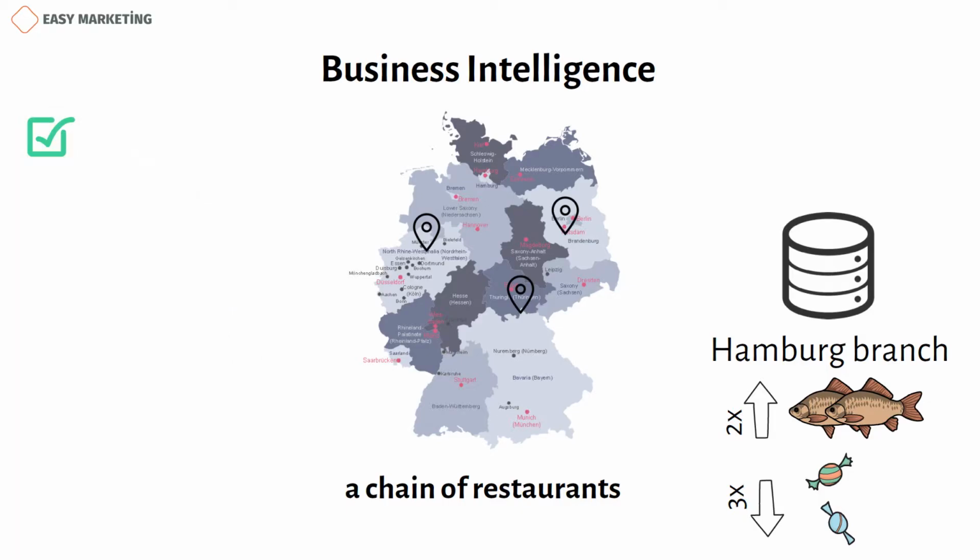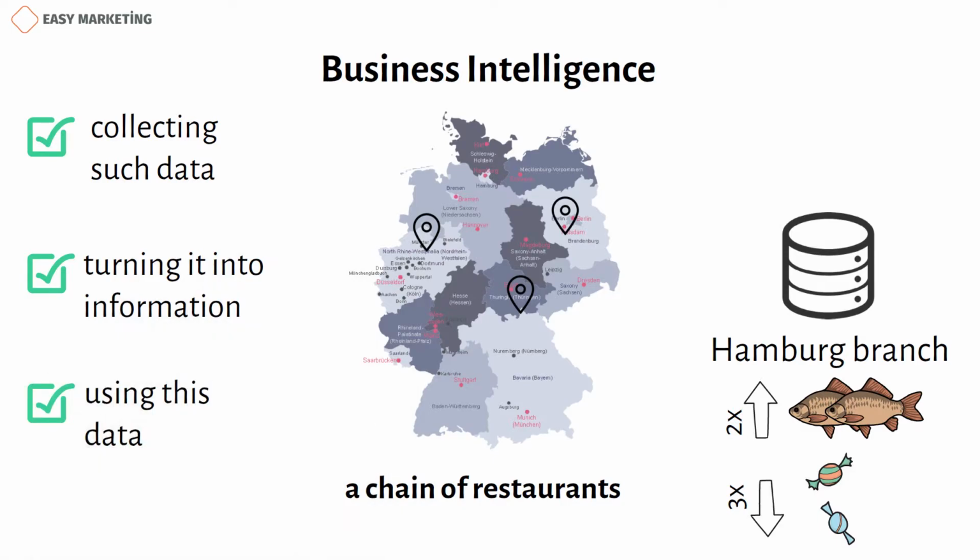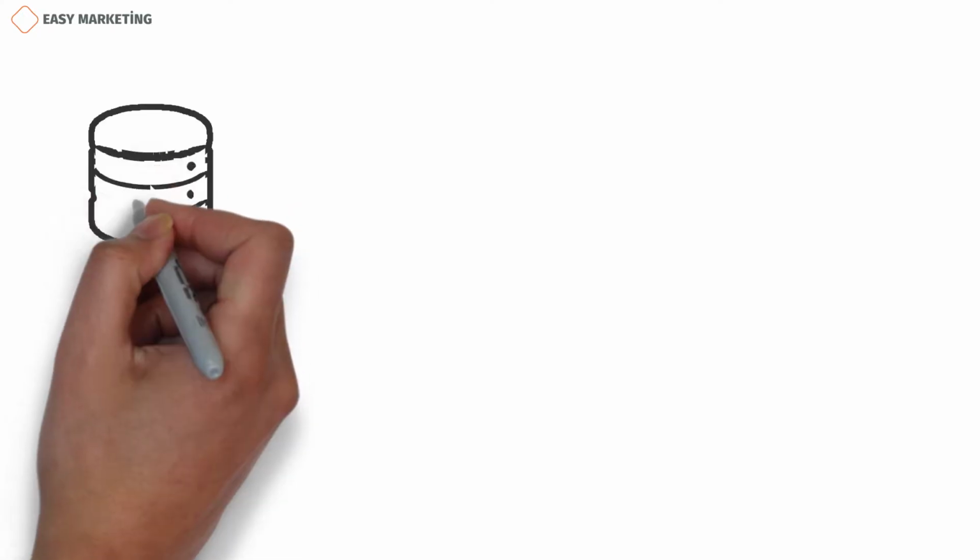The process of collecting such data, turning it into information and using this data for the purpose of business development is called business intelligence. Nowadays, the business intelligence process is used not only in marketing, but also in many other areas. Now let's look at the use of business intelligence in business and other areas and what achievements it leads to. The business intelligence process mainly consists of 3 parts.